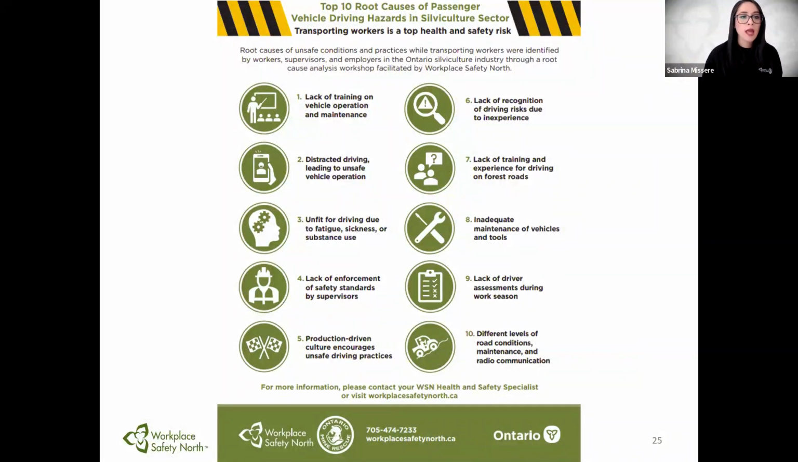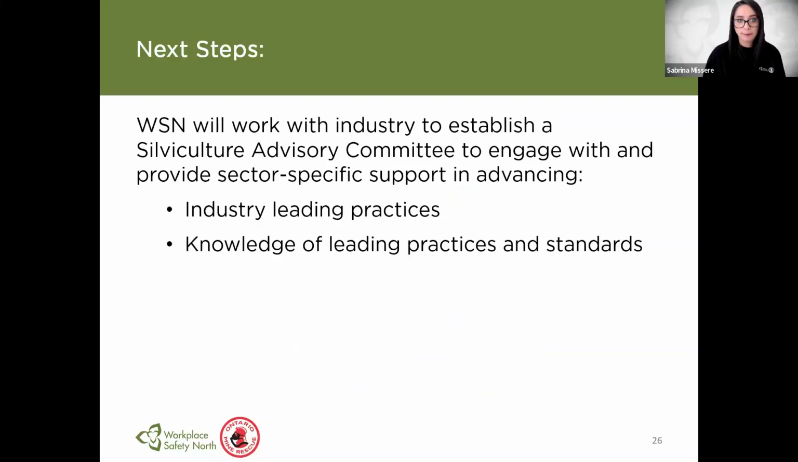As for next steps, Workplace Safety North, we understand the role that we play in supporting the sector, and we recognize many of the recommendations shared by the working group at the root cause analysis were really related to advancing leading practices and standards and promoting consistency of these practices across the sector.